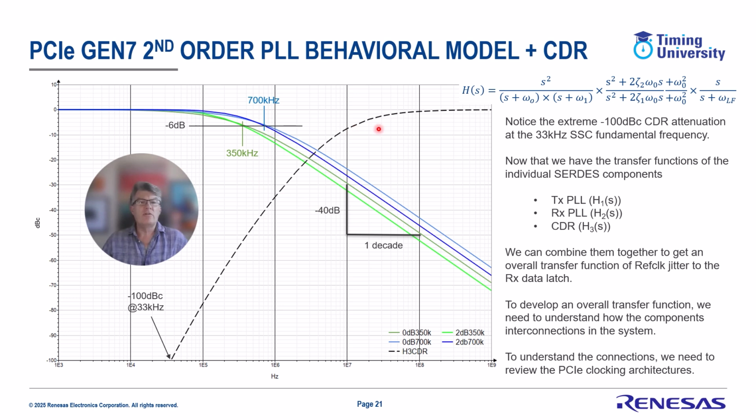So we have all three pieces now of the SerDes building blocks, the TX and RX PLLs and the CDR itself. So now we need to look at how they get combined together to create an overall reference clock jitter transfer function at the receiver data latch. Before we can do that, though, we need to really understand how these components get hooked together in the various clocking architectures. And so the next two sections in this series will be on common clocked architectures and independent reference clocked architectures.